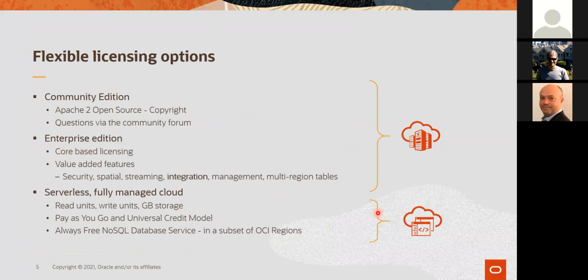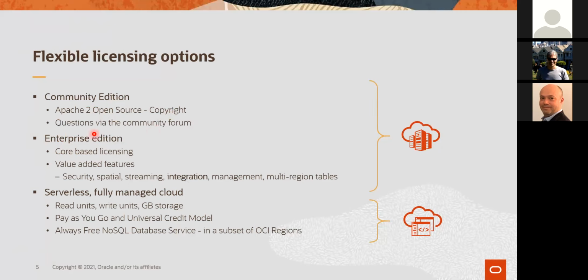So what about the license options? We have a community edition, as I said. So we are open source and we are copyright. We are Apache 2. Just for information, in the previous version we had AGPL, so we were copyleft. So the question is about the community edition.